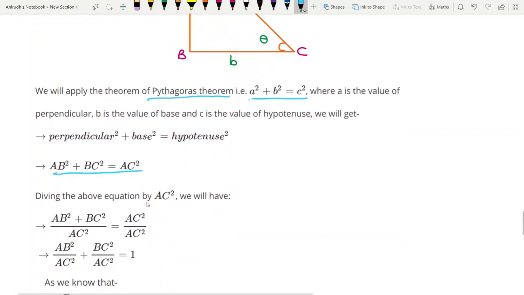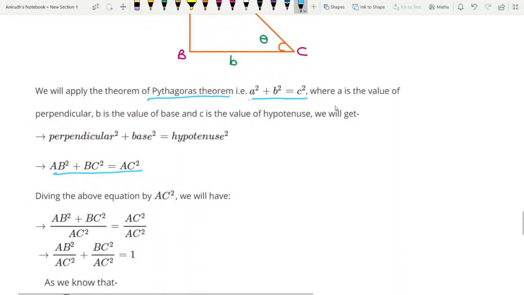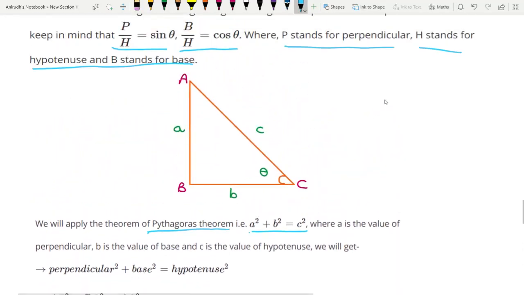So now we will divide the equation by AC square, by which we will get AB square by AC square plus BC square by AC square is equal to 1. Now we will put the values of AB by AC and BC by AC from this figure by using the values of sin theta and cos theta.